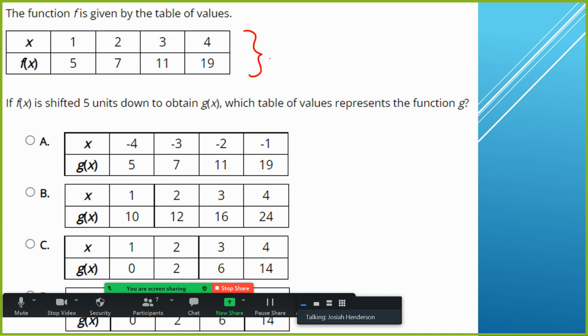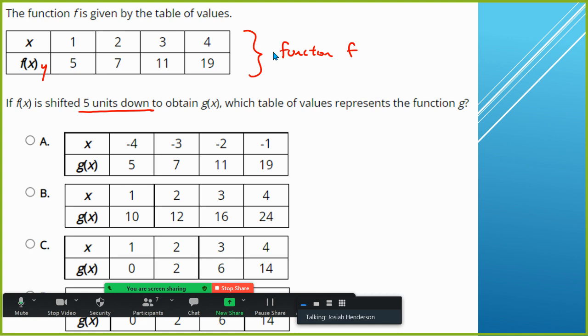So this top table is the function f, or really it's just a few points from function f. Our x's, and the f of x is kind of like our y. Same thing, we've been talking about that for a while. If f of x is shifted 5 units down to obtain g of x, which table represents the function g? So one of these tables below is taking the original and pushing the whole thing down 5 units.